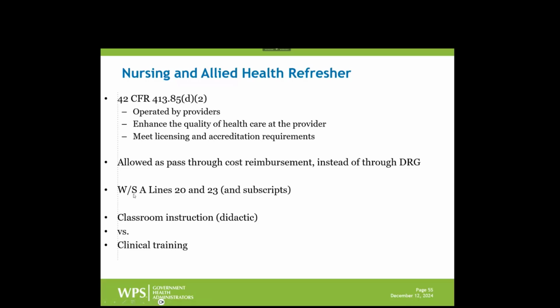The costs are initially reported on worksheet A lines 20 and 23 in any subscripts. The first major classification you could bring up with these types of costs from a training program are classroom instruction, known as didactic, versus the actual on-the-job clinical training. That's what they're actually going to be doing, and they need to see it in action. So those are the two types of categories.